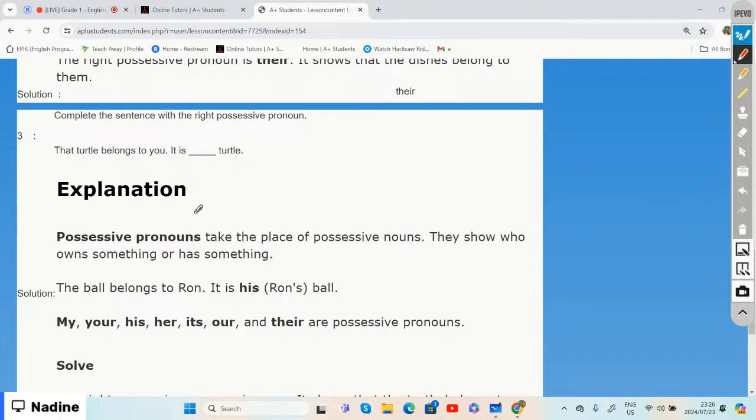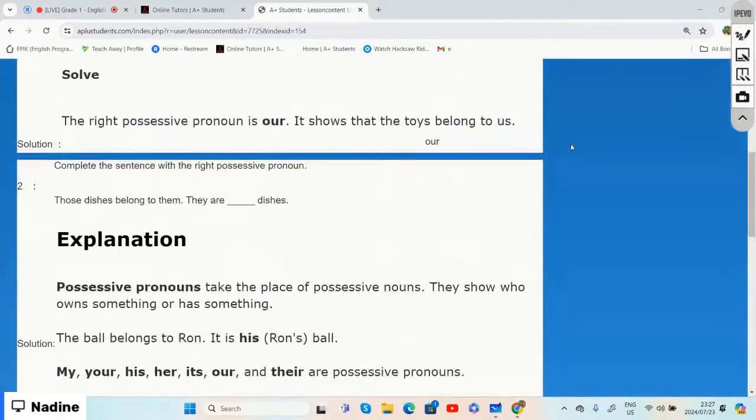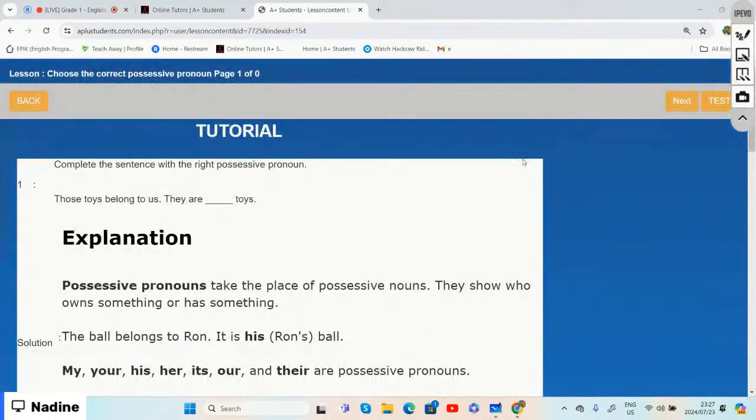All right, so we can say the turtle belongs to you. And when we say the turtle belongs to you, then definitely we say that it is your turtle because it belongs to you. And if something belongs to you, we say that it is your or it's yours, right? All right, so now we're going to our test where we are going to choose the correct possessive pronoun.